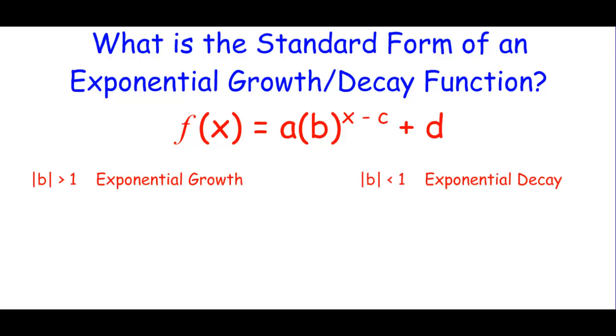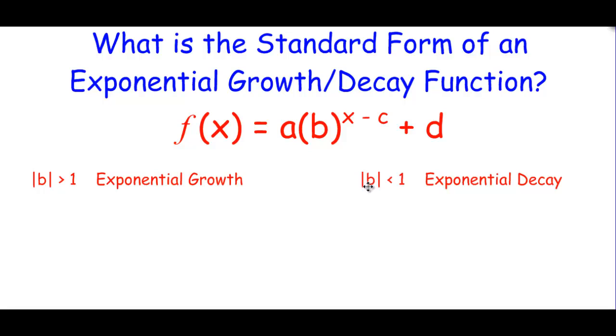And you're going to see a lot of the same letters that we used before with our shifts when we did our transformations. This is an exponential graph because we have a base to an exponent. That's how we can tell. And if the absolute value of our base is greater than 1, it's called exponential growth, because if we're multiplying by a number greater than 1, it's going to get bigger and bigger and bigger.